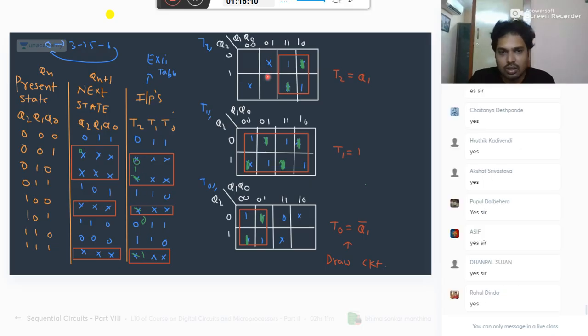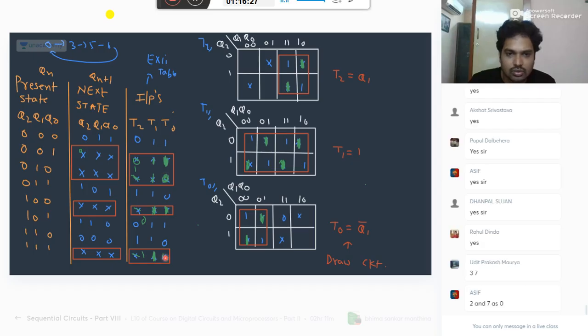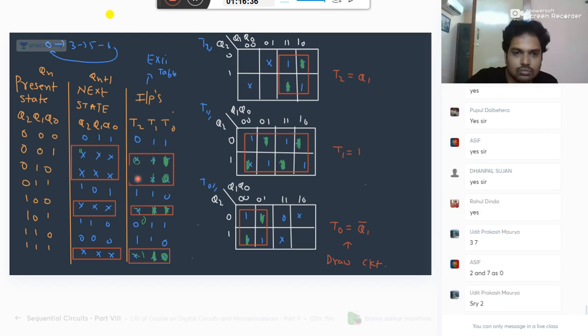Similarly here, all are considered as ones. Here, 1 and 4 are considered as ones. 1 and 4 are considered as ones. Remaining are considered as zeros. Okay, now see here. Now see here. Do the reverse analysis.